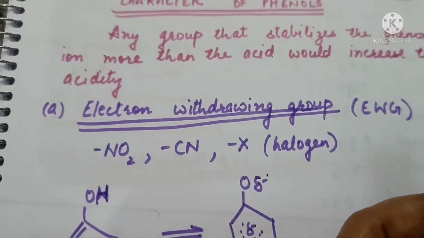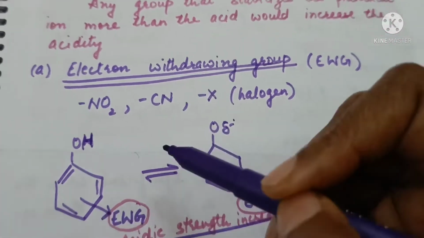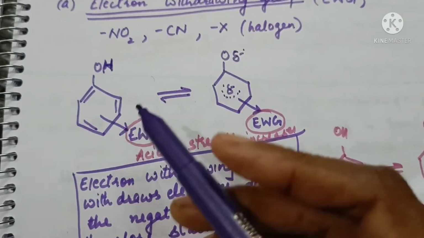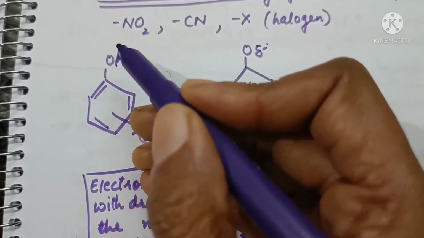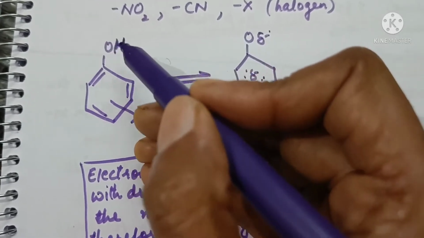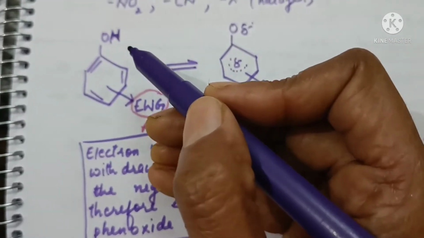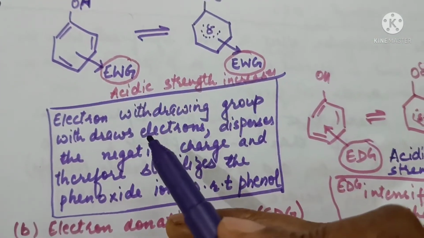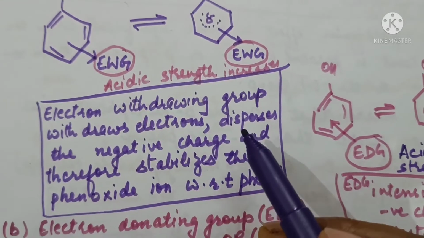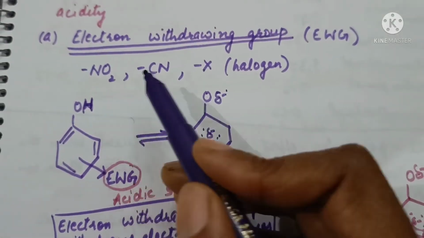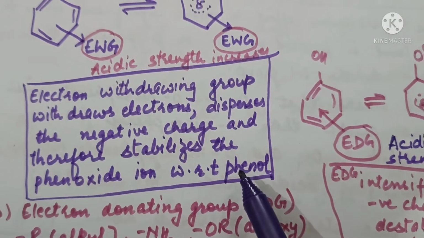So any group that stabilizes the phenoxide ion more will increase the acidity. Electron withdrawing groups will take the electrons away from the oxygen, thereby decreasing the electron density so that it can take electrons from the oxygen-hydrogen bond and facilitate the release of proton. So electron withdrawing groups increase the acidic strength of phenols, like nitro, cyano or halo groups.